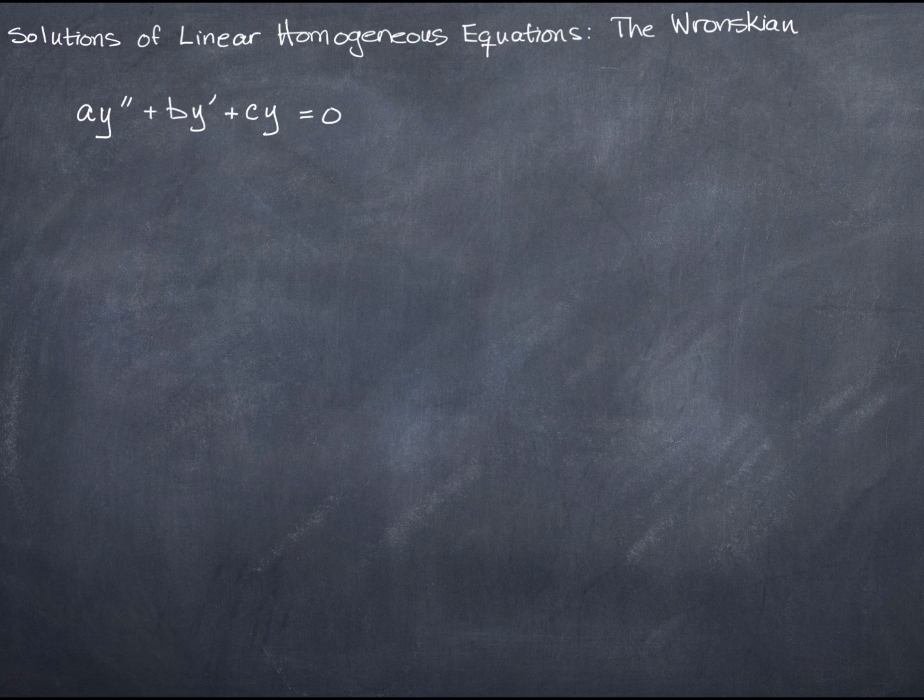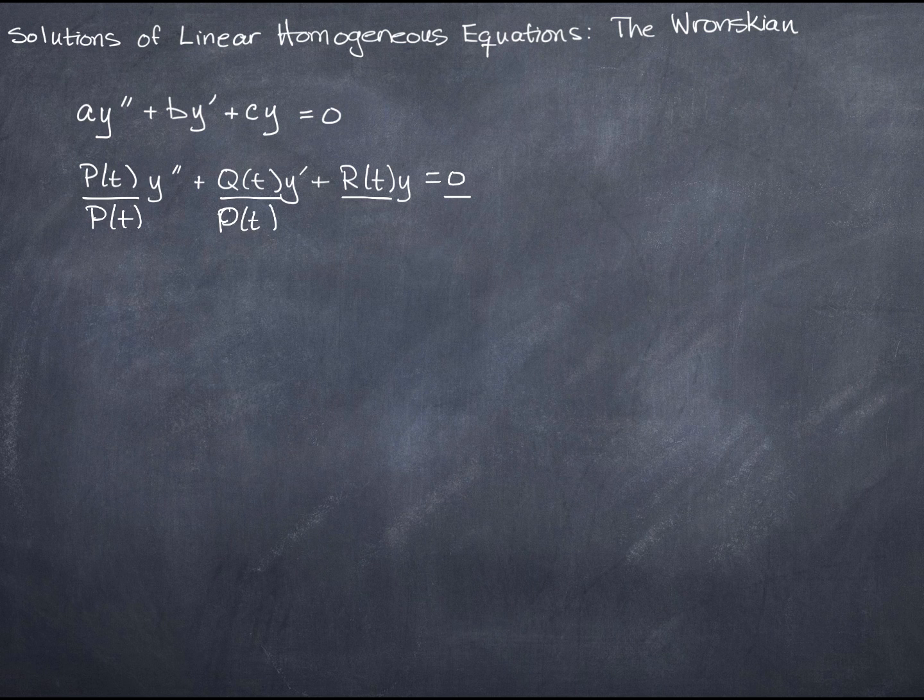We said p of t y double prime plus q of t y prime plus, I don't remember what the other one was, let's just say r of t y equals 0. But then we also said that we would prefer to write our second derivative term with a coefficient of 1.